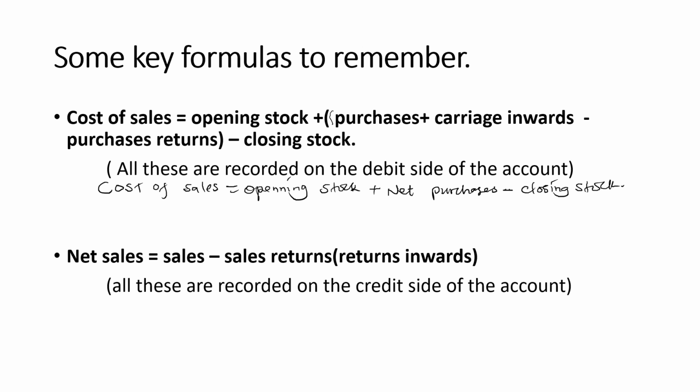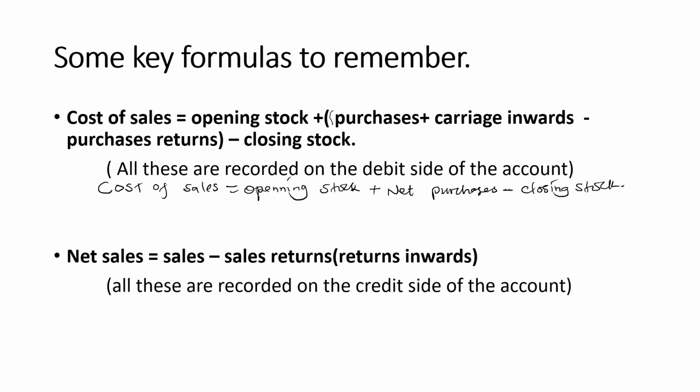We are going to assume that there was no carriage inwards. If there were no purchases returns, we are going to assume we will not provide for it. But I want you to know that the opening stock, purchases, and the closing stock are key elements there. Under normal circumstances, you will find they are provided. Now, let's move on to the next bullet.